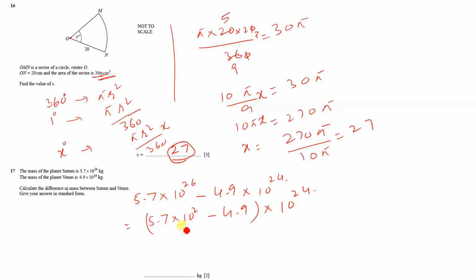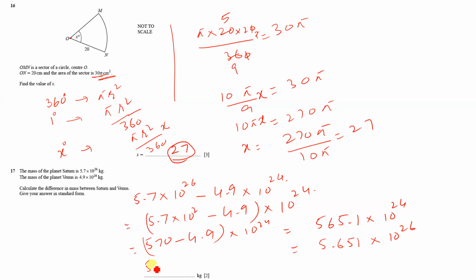So you are left with 5.7 times 10 squared minus 4.9, times 10 to the power 24. So this is 570 minus 4.9, times 10 to the power 24. So this is equal to 565.1 times 10 to the power 24. Let's convert this into standard form, and that would be 5.651 times 10 to the power 26. So this is the answer, 5.651 times 10 to the power 26 kg.